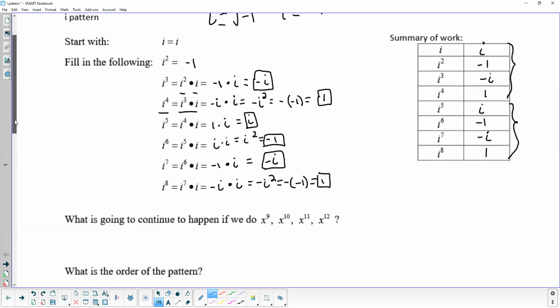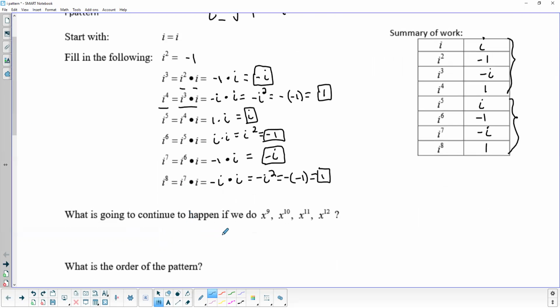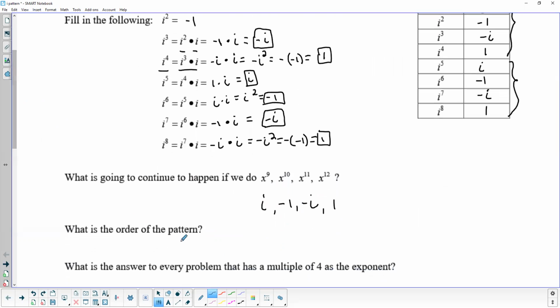It says, what is going to continue to happen if we did i to the 9th, 10th, 11th, and 12th? As you might have guessed, you're going to get the same pattern. It asks, what is the order of the pattern? What they're talking about is what we just wrote down. The order is always going to be this same order.